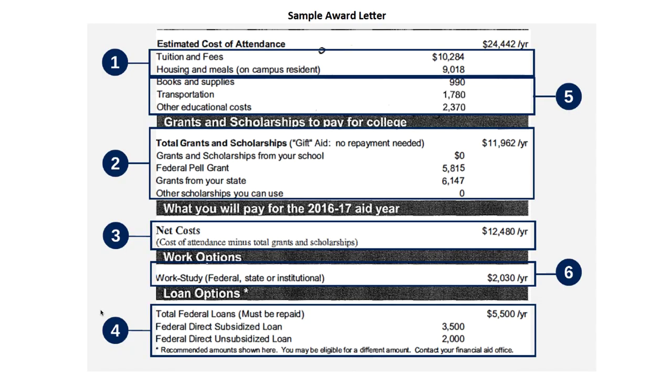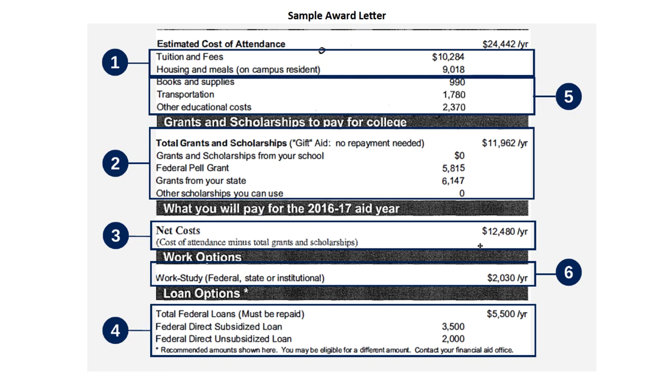Here's just a preview to what a sample award letter is. I'm going to make a video next in this playlist that will help you decode the award letters because it can be confusing, but here's what it looks like. And you can see that here the letter outlines the cost of attendance for this fictitious school: tuition and fees, housing and meals, books, transportation, and other costs. So this is the true cost of attendance, $24,000 and some change. Here are the grants and scholarships that the student is awarded, $11,962. That's free money that need not be paid back.